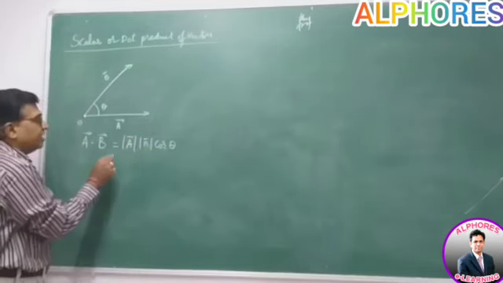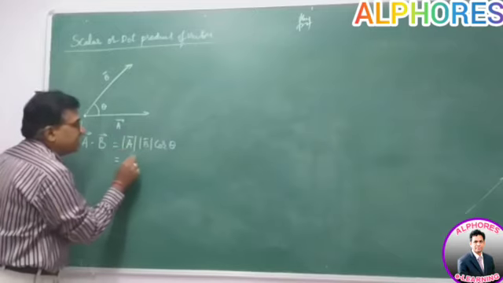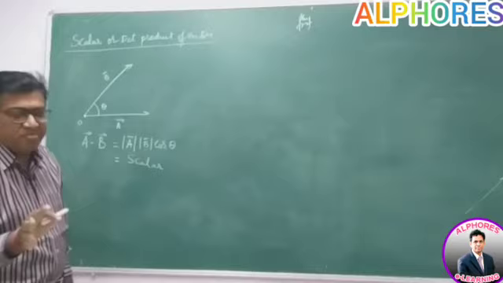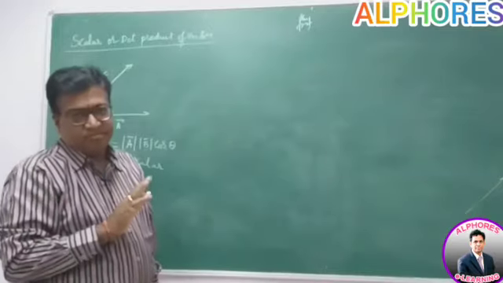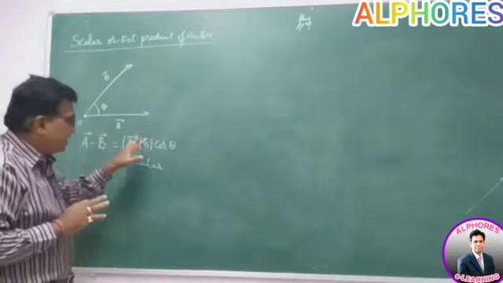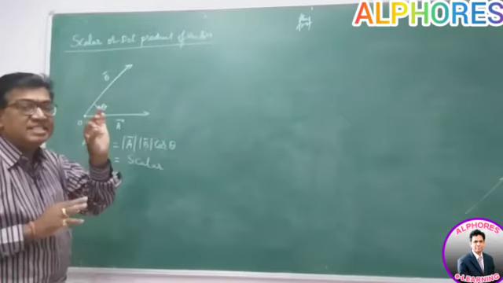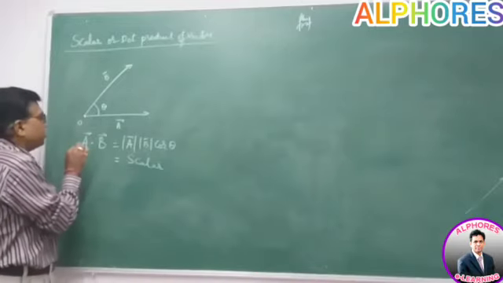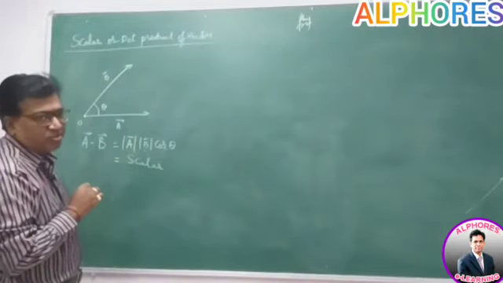Well, this resultant is a scalar. It has only magnitude, no direction. So what you yield from it is a scalar. Hence it is named the scalar product of two vectors.